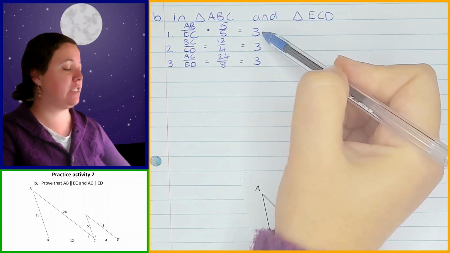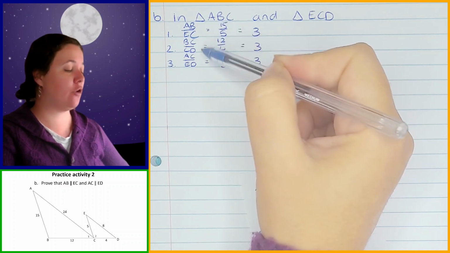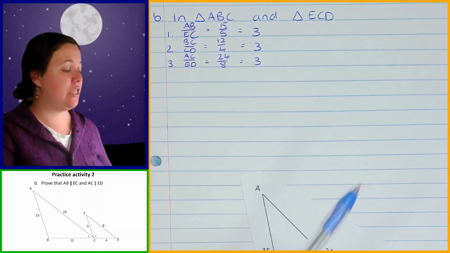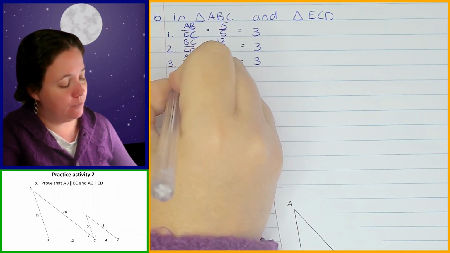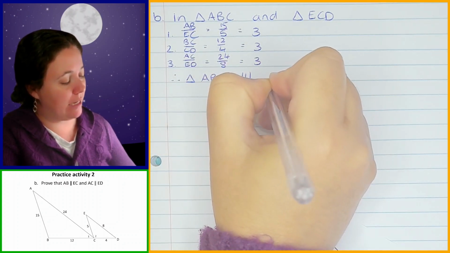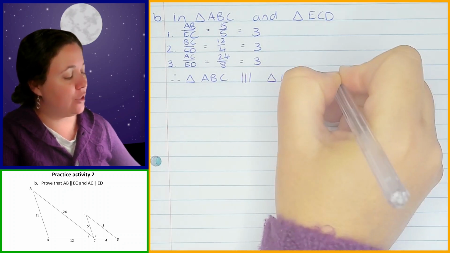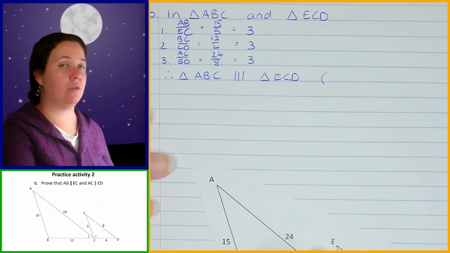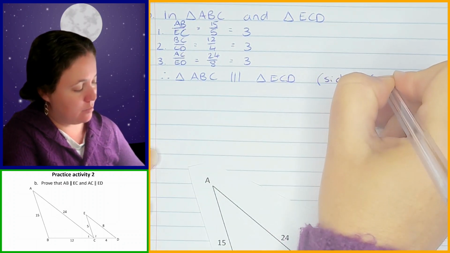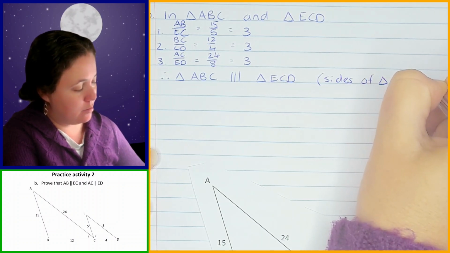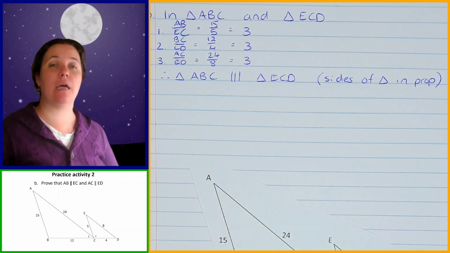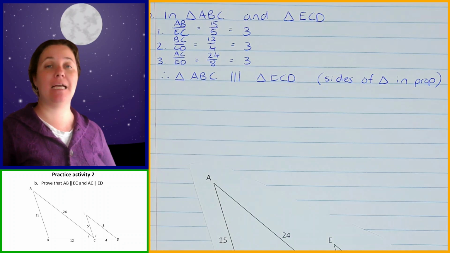So because I got the same thing for each of the pairs of sides that I was making into a fraction and comparing, I can now say that these two triangles are similar. So therefore, triangle ABC is similar to triangle ECD. And the reason I know that is because the sides of the triangles are in proportion.